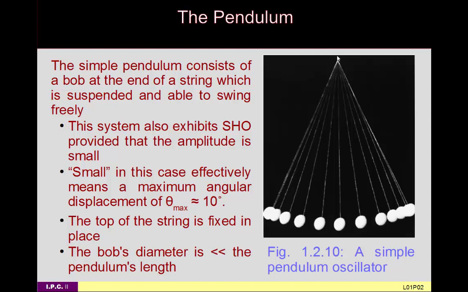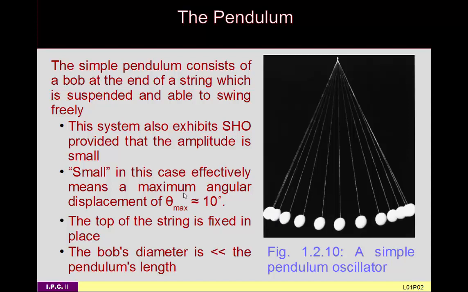So the top of the string is fixed in place, the rest can swing freely. The bob has a mass that is much larger than the string's mass. Other than that, the mass of the bob shouldn't matter. And the diameter of the bob should be much less than the length of the string. In fact, ideally, it is a point mass. And as long as you choose a small angle as your maximum displacement, your amplitude of displacement in other words, this will move like a simple harmonic oscillator.